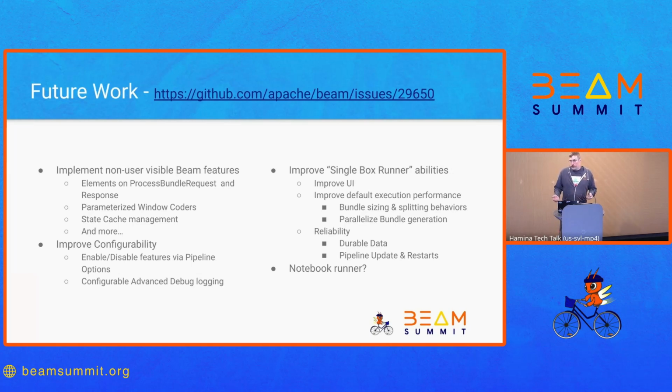And then who knows, maybe we make it a proper single box standalone runner where you host an IP for it on some VM and you can submit jobs to it. But for that, we would need more reliability, such as durable data, and be able to handle pipeline updates and restarts, as well as a more clever splitting algorithm than what I've currently got in there.